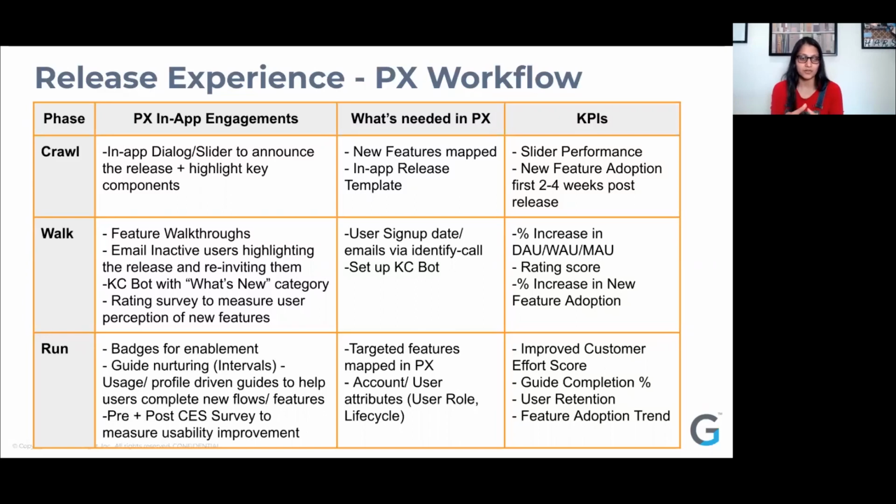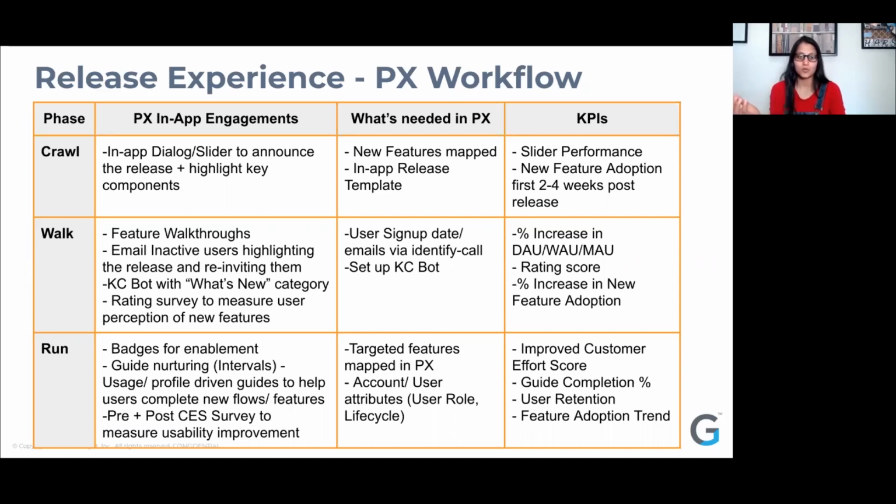Bot is something I mentioned earlier. If you have the option to use a bot-like thing, add that what's new category in there so that your past 2 releases, including today's release, is included in that bot category so that it's very handy on demand for your end users. And then also placing those feature walkthroughs and guides within that bot so that your users can take it at their pace and start using your features when they are ready. And then, of course, adding a rating survey there to measure user perception of your newly released features.